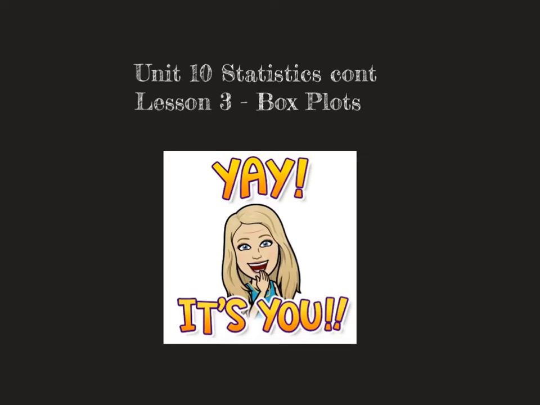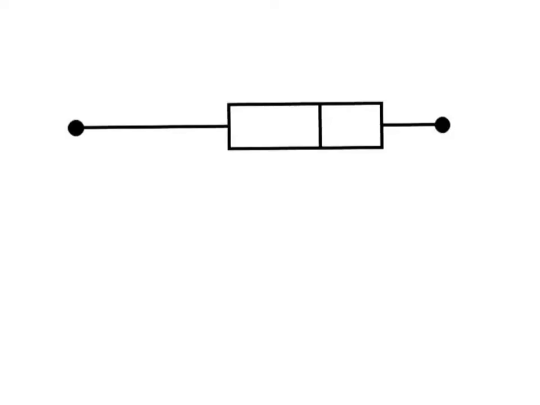Hello, everybody. We are moving on to lesson 3 today on box plots. What you're looking at right here is a box plot. It's called a box plot because it's made of boxes. Usually you're going to see 2 rectangles. Once in a while you'll see it with lines at the end like that. It doesn't change anything. Just be aware you will see it both ways.